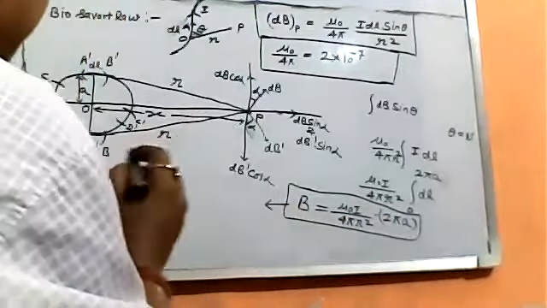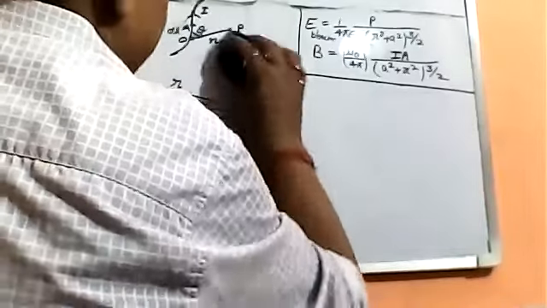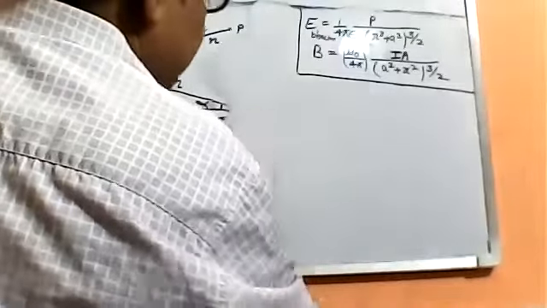What is P in electrostatics? What was the naming of P? What is the formula for P? P equals Q into 2A, into L, that is QL. That is the electric dipole moment. So remember this formula: P is the electric dipole moment.